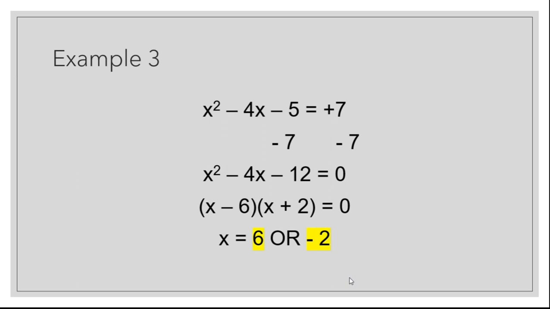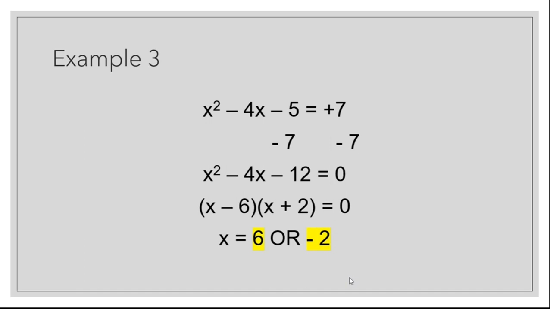You're going to go ahead and add 7 to both sides, which is going to leave you with 0 on the right. It's going to give you x squared minus 4x minus 12, because negative 5 minus 7 is negative 12, equals 0. And then you're going to have to factor that out, so you're going to be left with x minus 6 and x plus 2 equals 0. And you're going to set those both equal to 0 on their own and solve.